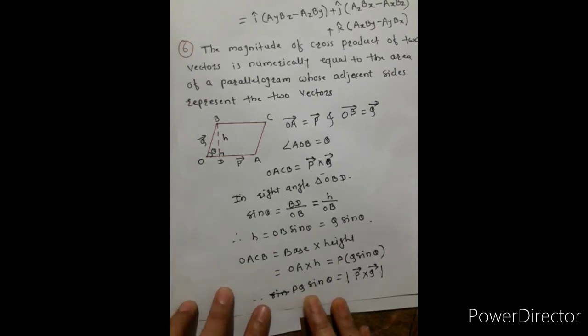Means the area of parallelogram is equal to the magnitude of vector P cross vector Q.